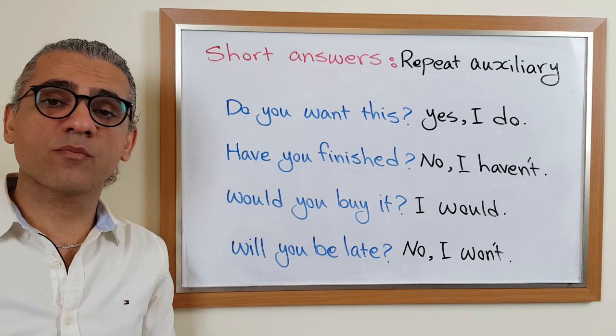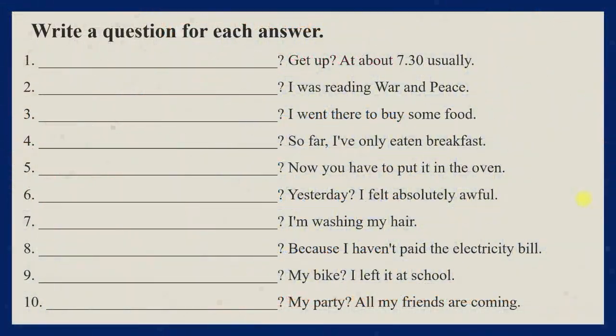Let's do some exercises together. Okay, let's start with the exercises. Write a question for each answer. Number 1, "get up at about 7:30 usually." You have "usually" in here, it means this is probably a present simple tense. So, "What time do you get up?" You could say, "What time do you usually get up?"